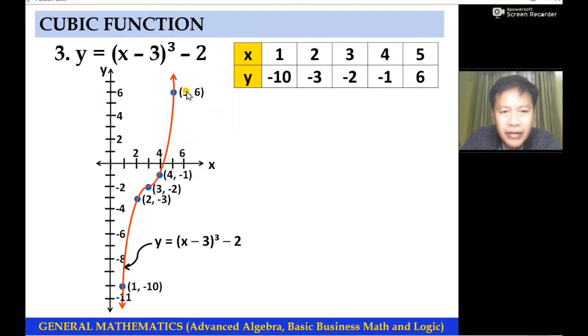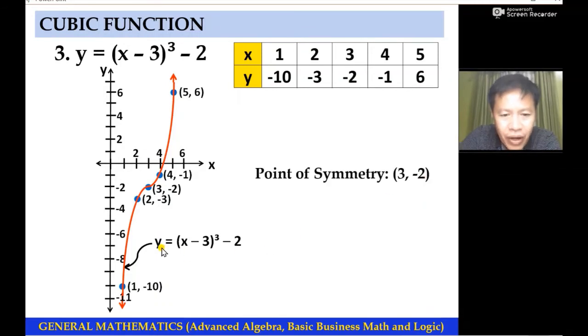And if x is equal to 5, y is 6. 1, 2, 3, 4, 5. Then move upward, 1, 2, 3, 4, 5, 6. This is our point with coordinates 5 and 6. Our point of symmetry is 3 and negative 2.